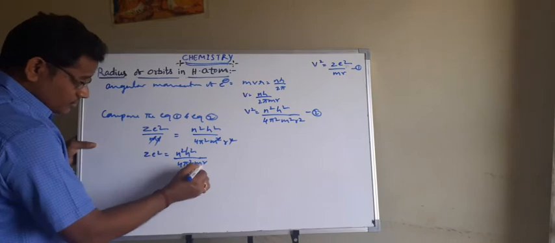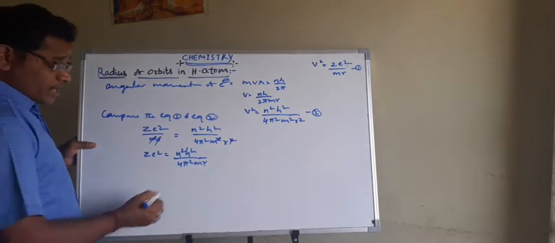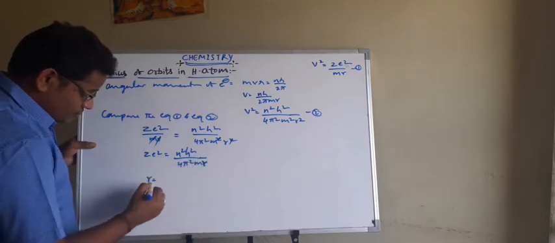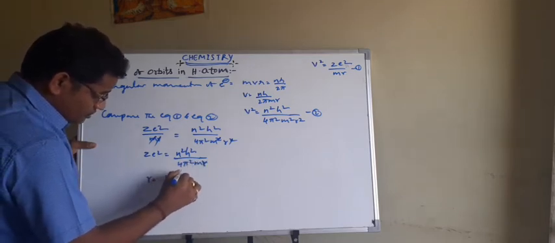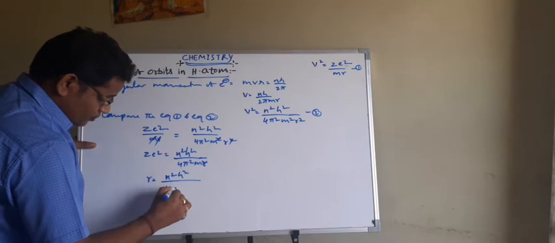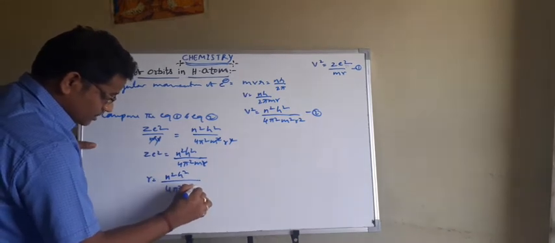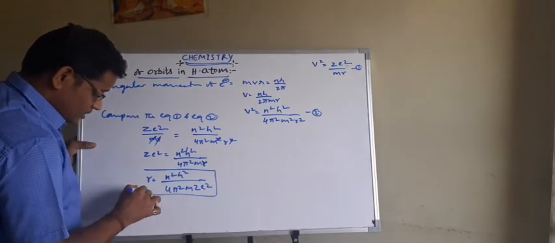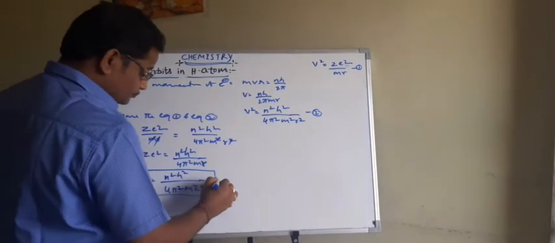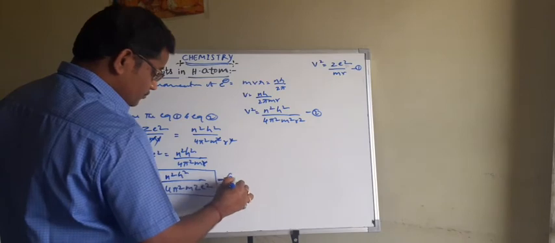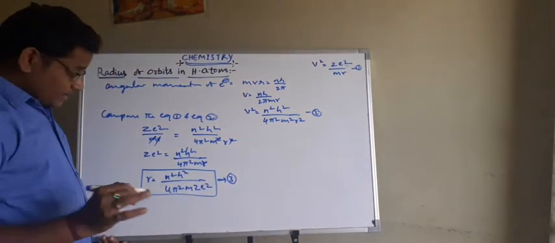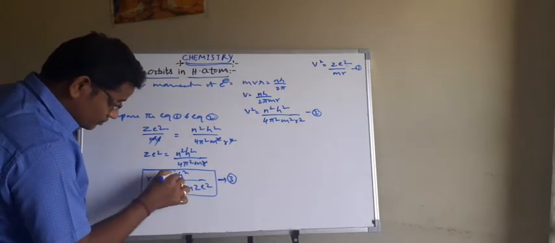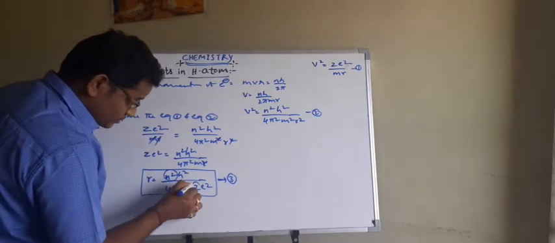So in this equation we have to calculate the radius of the orbit r. Separate the r value. Then r is equal to n square h square by 4 pi square m Ze square. So this is the radius of orbit formula, a very very important formula. This is equation 3. Okay, then next, in this equation except the n value and also the Z value.